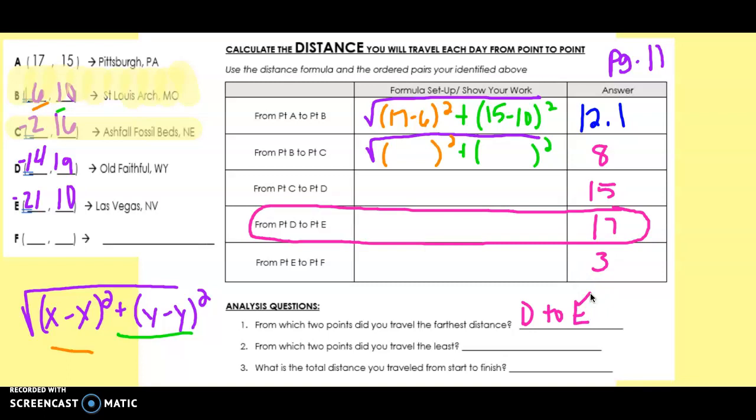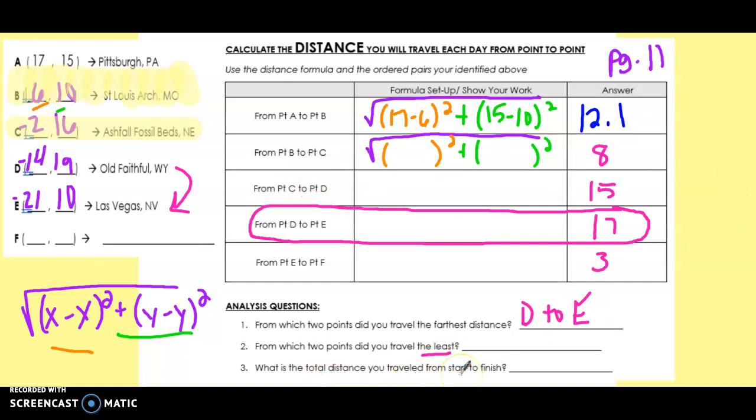You could also give me a little bit more and say, hey, what is D to E? Oh, it was from when I went to Wyoming to Nevada. Cool. That's when I did the farthest distance of traveling. All right, from which 2 points did I travel the least? Hopefully you realize the farthest was the greatest number, the least is my smallest number. And again, look through your data, find the smallest number, and tell me from what points you traveled.